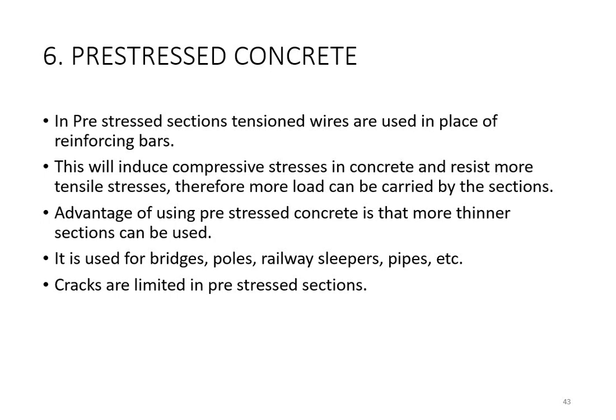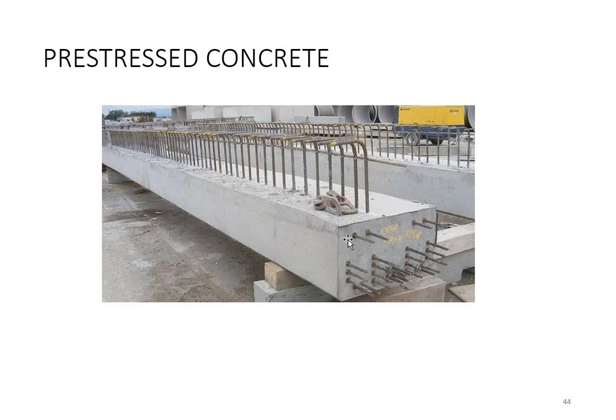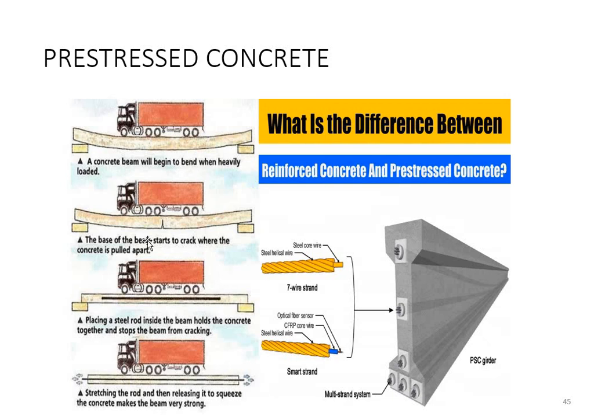And then what you do is you stress it. From outside you give stress to these wires such that it makes the beam or the girder strong. You can see the first two pictures denote reinforced cement concrete. Since it is reinforced concrete, once there is load over the beam, there is a tendency to sag and crack.